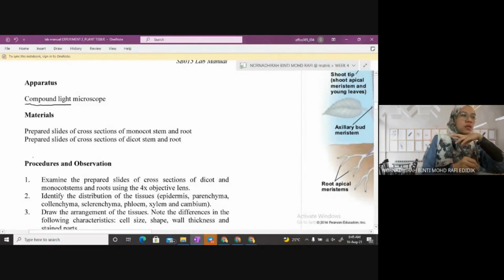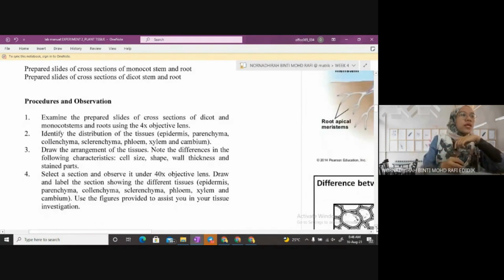Okay, and then you guys will be given prepared slide. Ada monocot and dicot root, monocot and dicot stem. Okay, so the procedure. Pertama sekali what you need to do is you have to examine the prepared slide given.